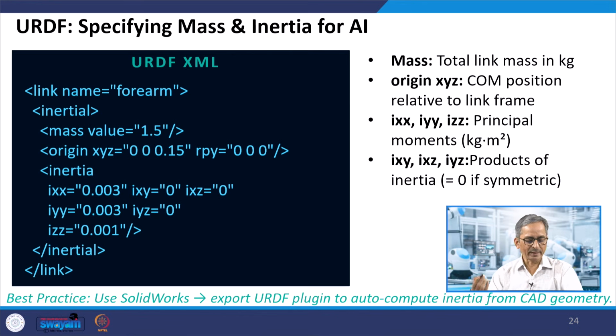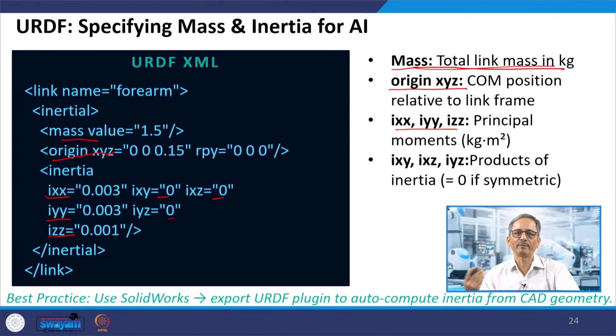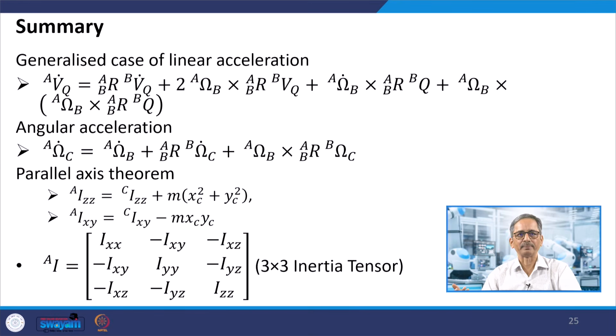Okay. So, we can define the mass, we can define the origin x, y, z here, we can have the mass here, okay, and then I can give the principal moments of inertia ixx, iyy and izz. Okay, and the product of inertia terms 0. So, this way I can define it in the URDF format. Okay. If you are using SolidWorks, then you have the URDF plugin. From there you can export it directly from the CAD geometry.